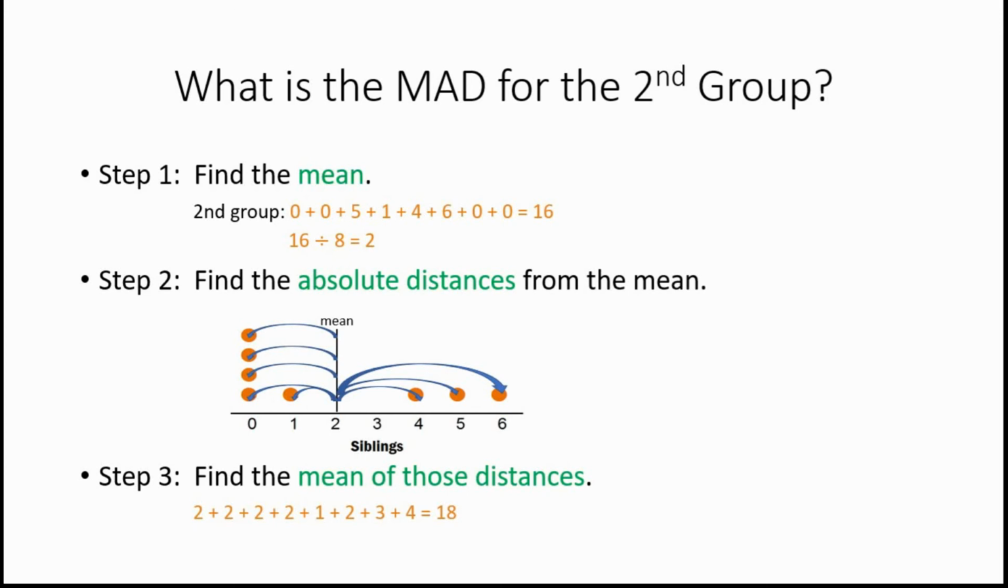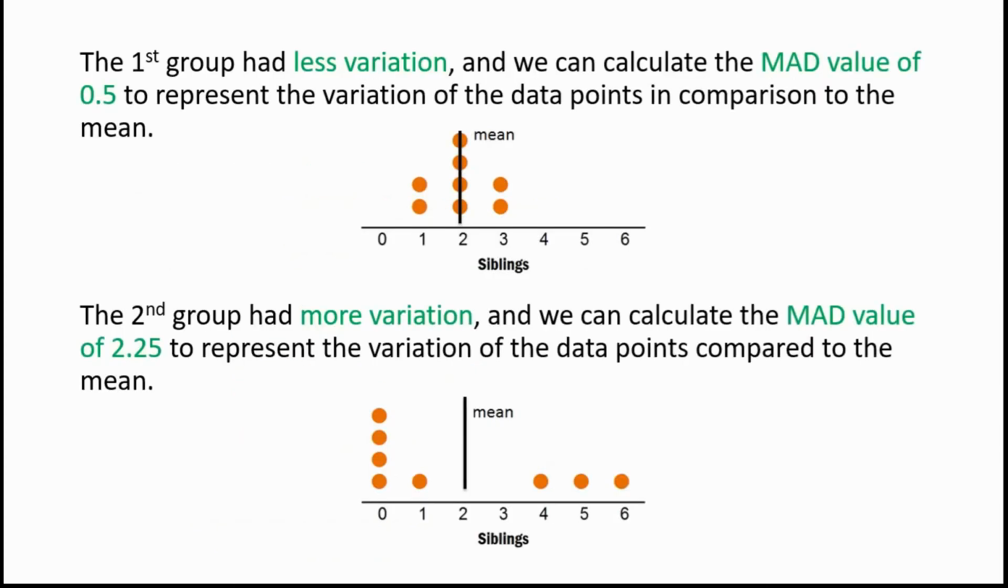So if we took time and counted all of those out and found those, then we would add them together. We get a sum of 18. Then 18 divided by 8, since there are 8 total values within the set, gives us a mean absolute deviation of 2.25, which is much greater than 0.5 on the other one. So by comparing those, we can see that even though we could see it on the dot plot, we now have a value to make the comparison.